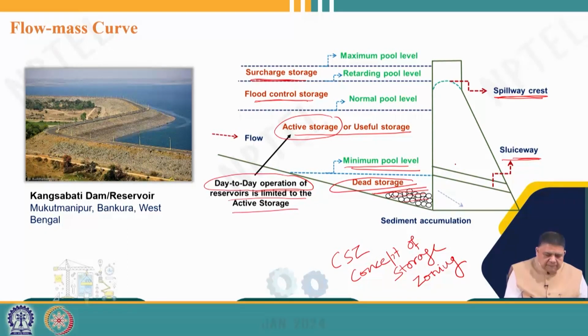And this is a typical dam or reservoir. This is Kangsavati dam and reservoir, as you can see the dam and the reservoir water. It is located in Mukutmanipur, Bankura district of West Bengal.